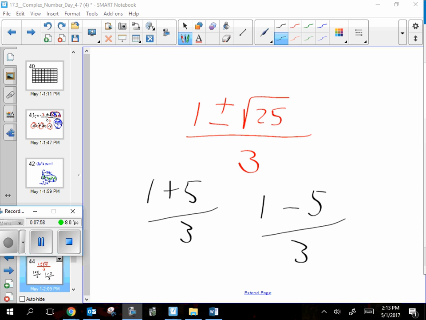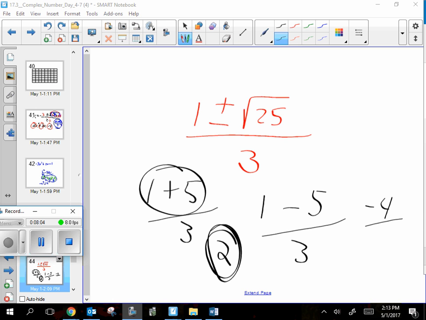Did you get 6 over 3, which is 2? Raise your hand if you had a 2. And did you get negative 4 divided by 3, which is a little icky, but you would say it's negative 4/3. Yeah, I got that. Raise your hand if you had that one right. Good. Then you found what are called the solutions, the roots, the zeros. They're so important in higher level math.